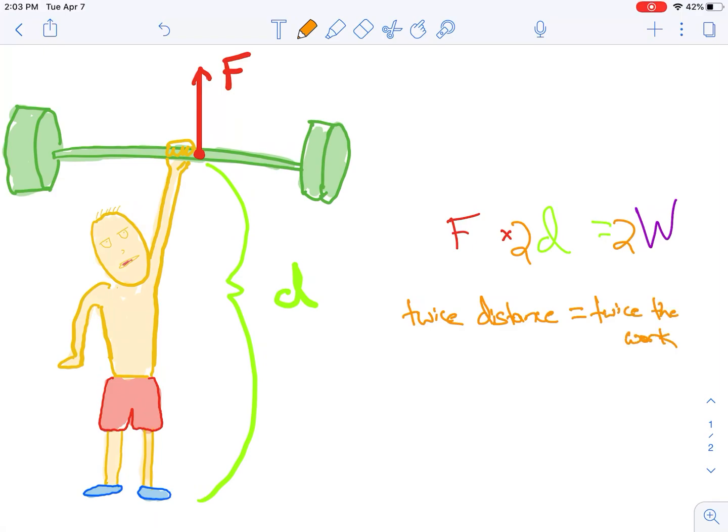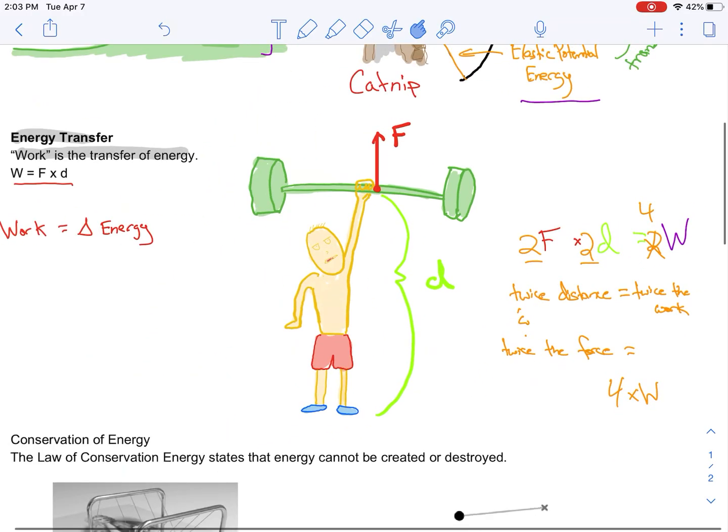Let's say he exerted twice the force. That's 2 twices. So he would have done 4 times the work. So twice the distance and twice the force, he's done 4 times the work. So this formula just helps you think about how much energy you're putting into these objects.